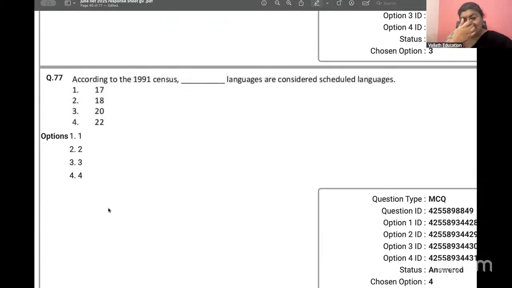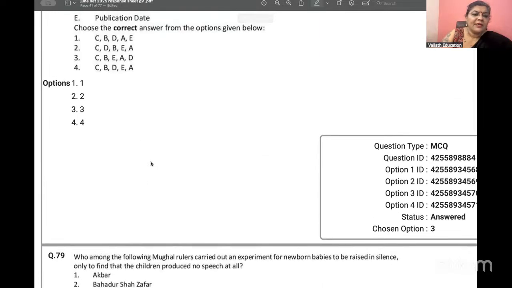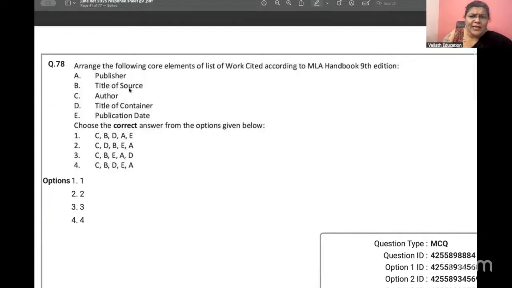According to the 1991 census, if you did not study, you will not know this. It is 18, but maybe if you did not study, you will not know this. Doesn't matter. Now, this is stupid easy. Who doesn't know this? First author, then title of source, then title of container. What is title of container? The book that contains the source. If there is an article, then the article is the source. Title of container is the title of the book. Isn't it? Simple. Whereas if there is only a book, then that is the source. Then after that, a publisher and then publication date.